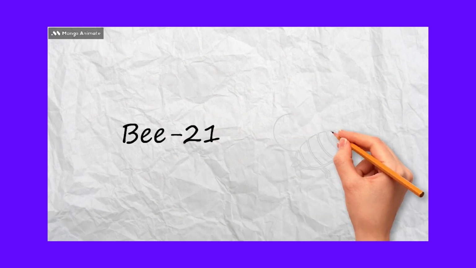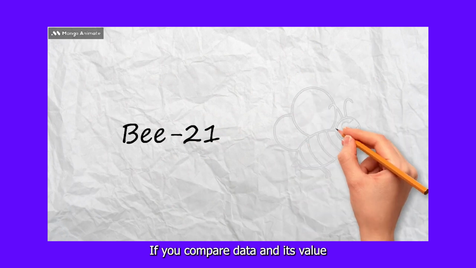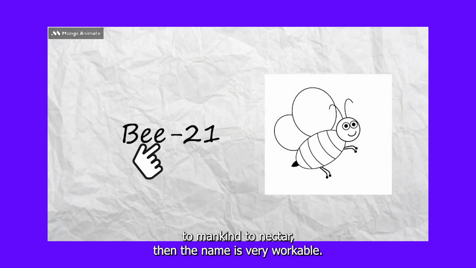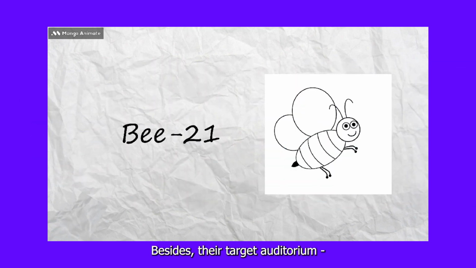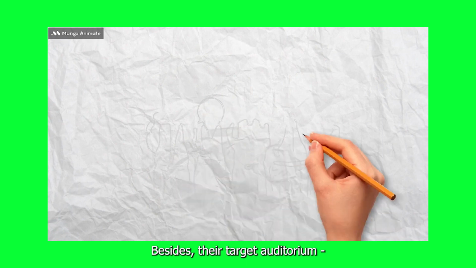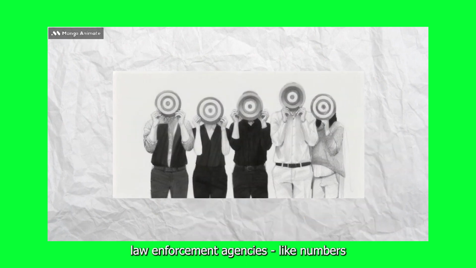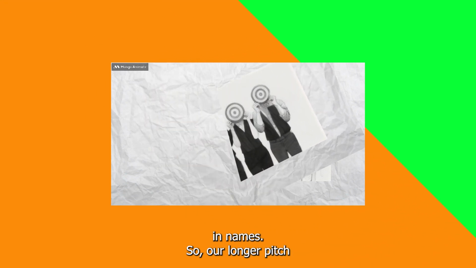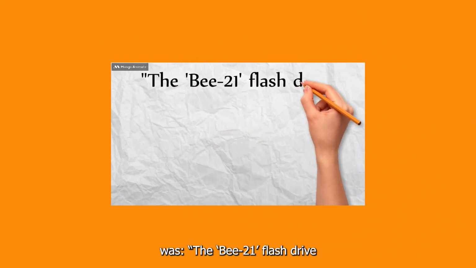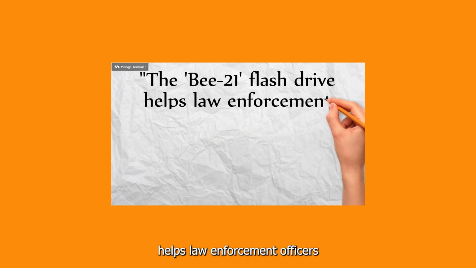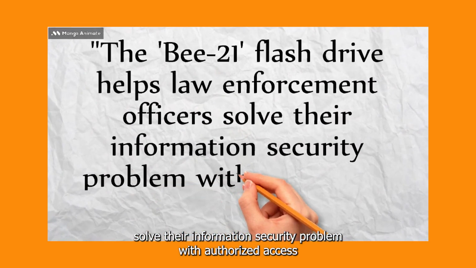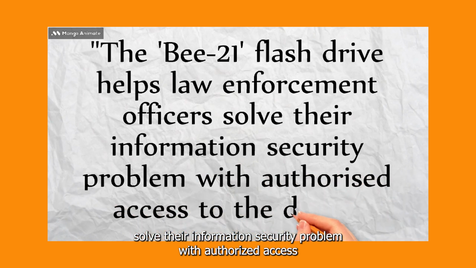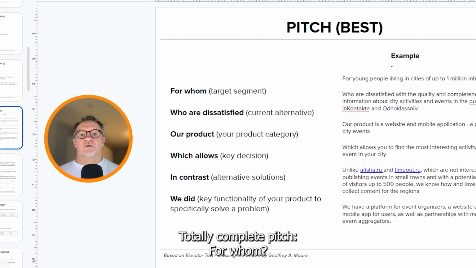Why B? If you compare data and its value to nectar, then the name is very workable. And 21 is the number of our century. Besides, their target audience, law enforcement agencies, like numbers in names. So our longer pitch was: the B21 flash drive helps law enforcement officers solve their information security problem with authorized access to the drive. Totally complete pitch.